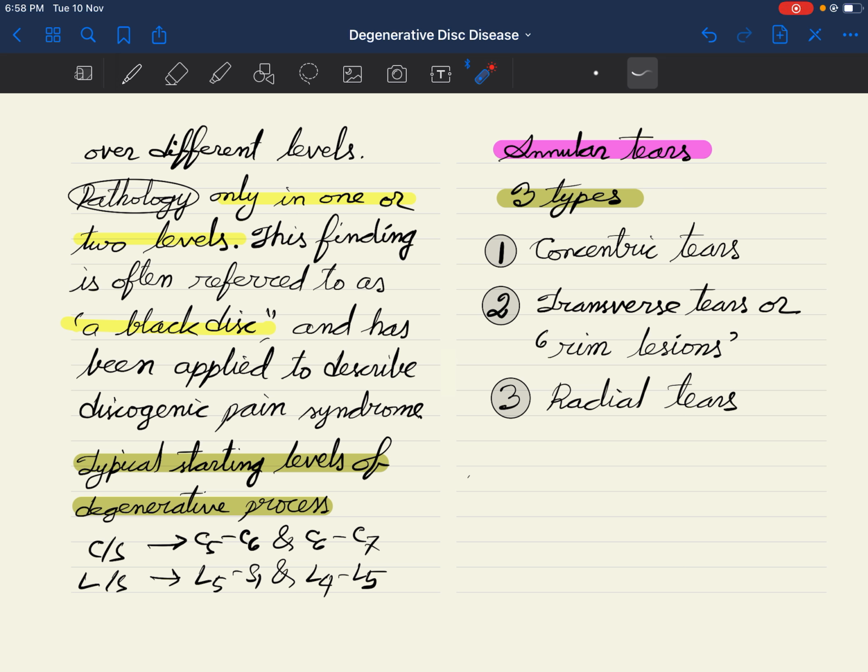And we will know now the typical starting levels of the degenerative process. Typically, degeneration starts in the cervical spine from C5-C6 and C6-C7. But in the lumbar spine, it is L5-S1 and L4-L5. Now, what are annular tears? Annular tears are tears in the annulus fibrosus. They may be concentric type, transverse type, transverse tears also known as rim lesions, and also there are radial tears.